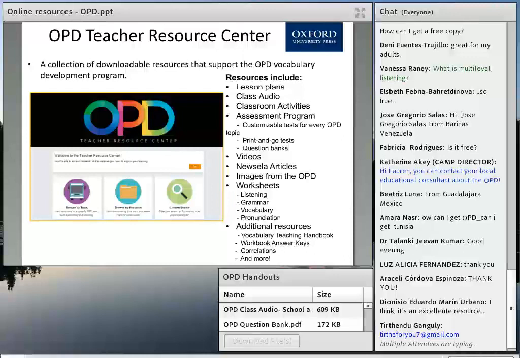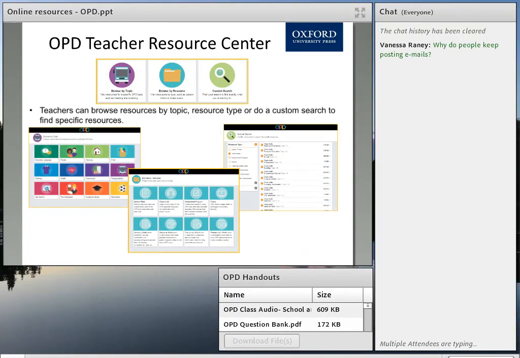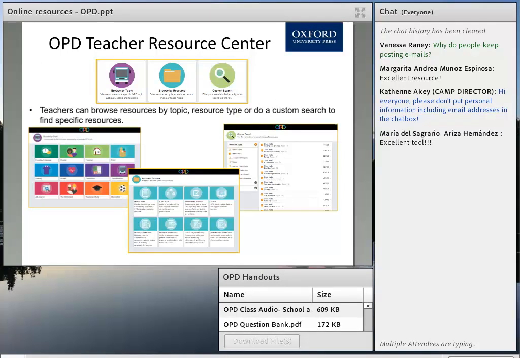We really say you'll never be able to teach all of it, but that's kind of the point. It's just there to support you, and you can pull what you need and really customize your instruction. But the great thing about it is it's really easy to search and find what you need. So you can browse by topic, browse by resource, or search exactly for what you're trying to find.